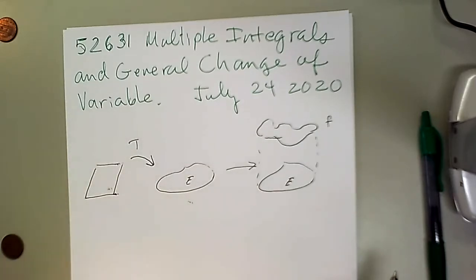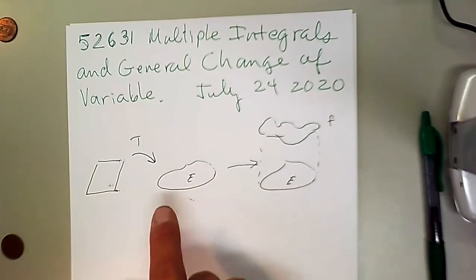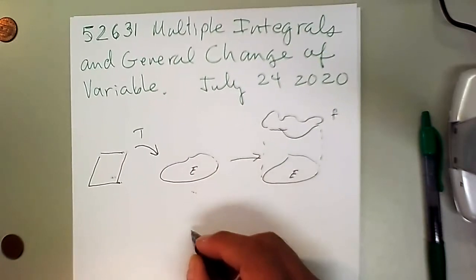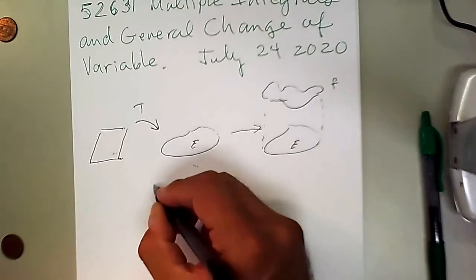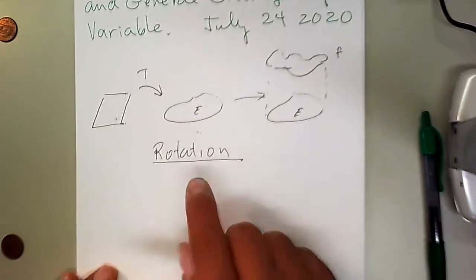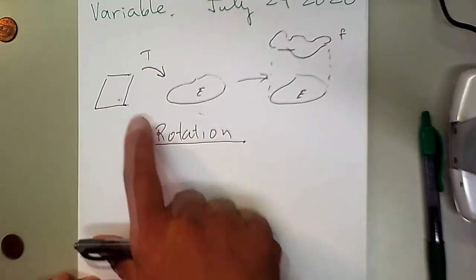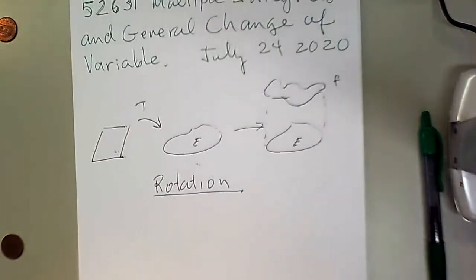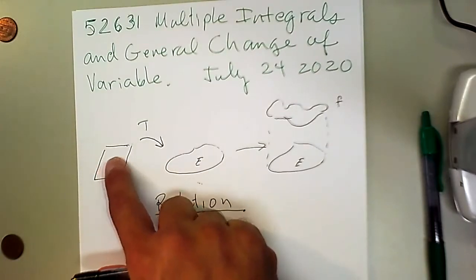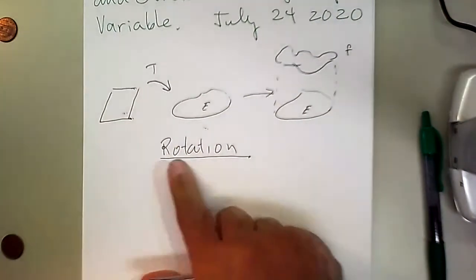There's many ways to go from here to here, but the one I want to focus on is the rotation. So let's talk a little bit about rotation. Actually, let me talk about rotation first on its own, and then we're going to come back to the integration, because rotation is one of the kinds of functions we can take, in which we could change something that is difficult to integrate into something that is easy to integrate. So let's talk about rotation in general.